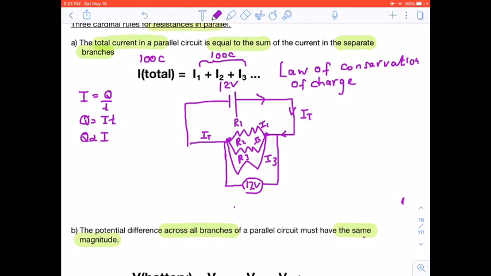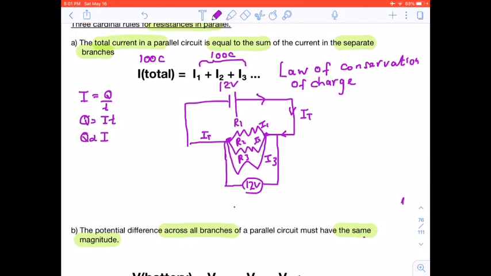The voltage will be the same in that parallel branch. But what happens, the voltage is the same across the parallel branch, which is 12 volts, and the battery is 12 volts, so 12 volts is across those parallel resistors.